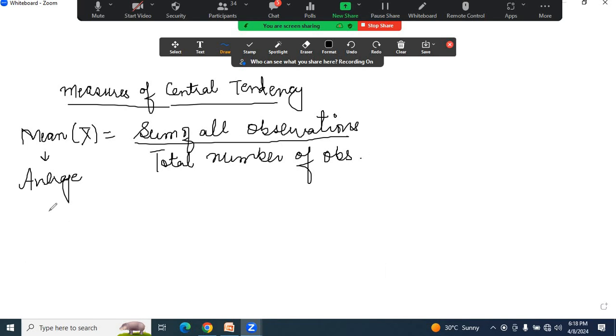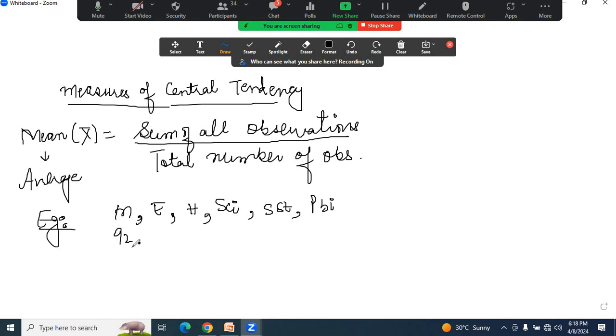Right. For example, a simple example we'll take. If I want to see my result, my average marks, for example, I have 6 subjects: maths, English, Hindi, science, which we used to have till class 10, SST, and Punjabi. And I have final marks, for example, maths 92, English 85, Hindi 80, science 90, SST 87, Punjabi 92.